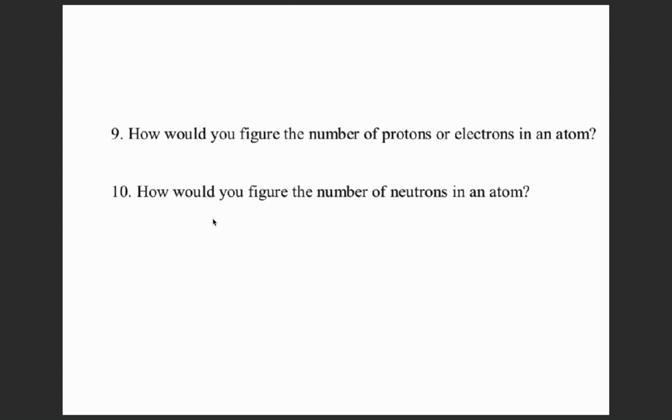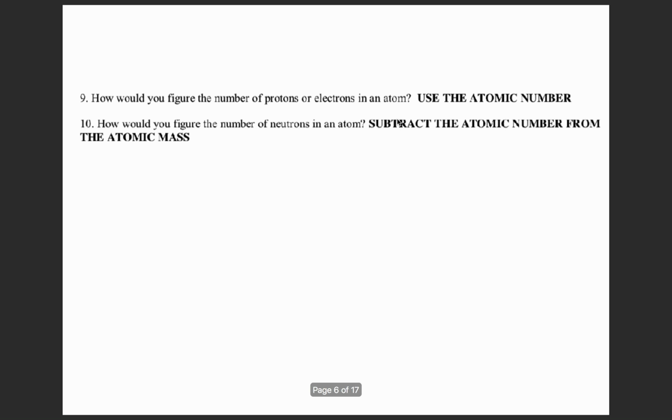Number 9, how would you figure the number of protons or electrons in an atom? And that again is your atomic number. And then number 10, how would you figure the number of neutrons? You find neutrons by saying atomic mass minus atomic number. Atomic mass minus atomic number, and that gives you your number of neutrons.